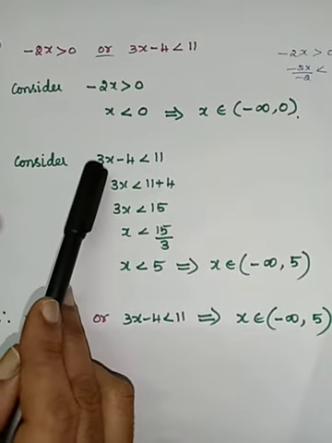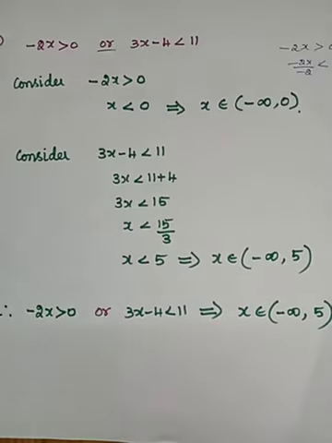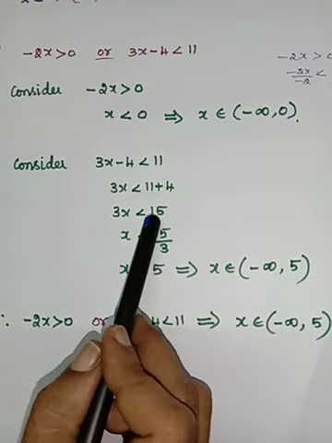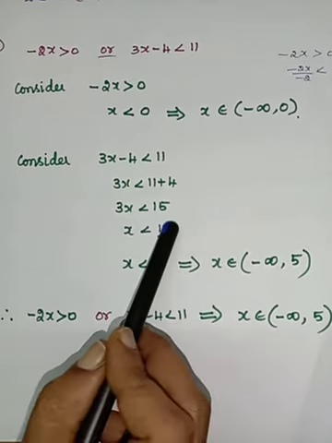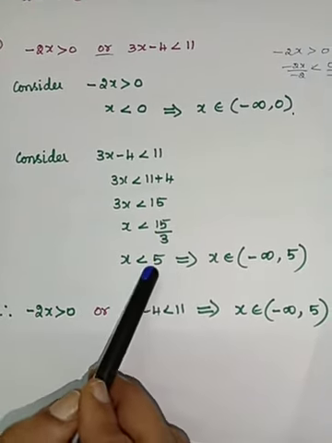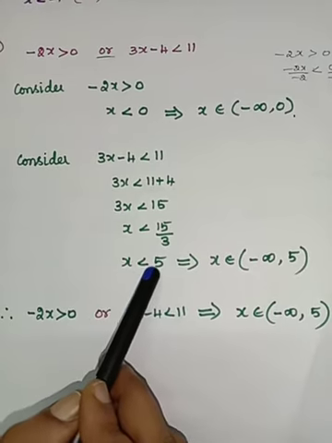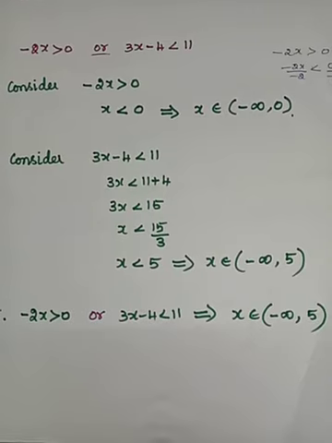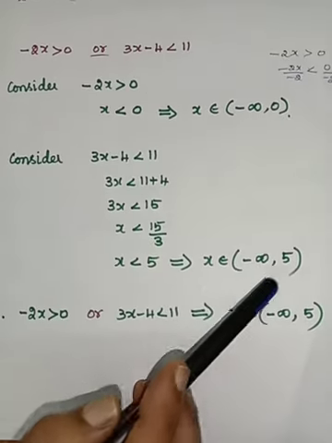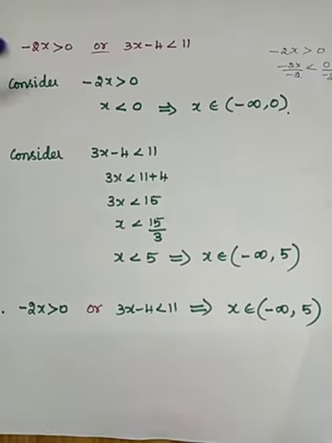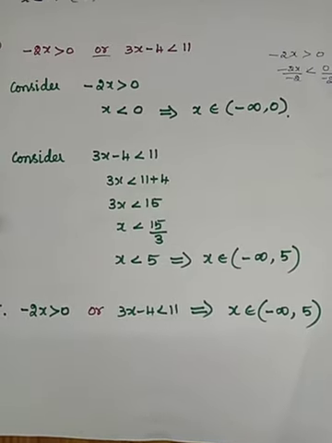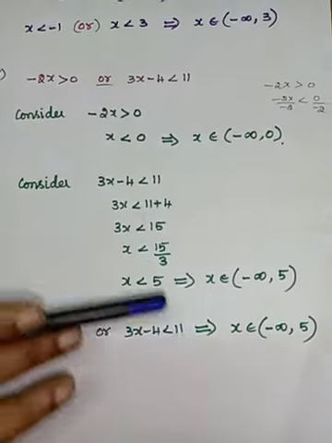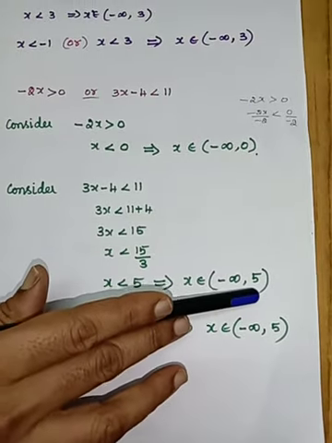Consider the next one. 3x minus 4 less than 11. Minus 4, when you take it to the other side, is plus 4. So 3x less than 15. X is less than 15 by 3. What is 15 by 3? It is 5. You see that x less than 5, so the left side of 5, starting from minus infinity to 5. 5 is not included. I didn't draw the number line; if you want, you can draw the number line and learn. Okay, x belongs to minus infinity to 0 and here x belongs to minus infinity to 5.